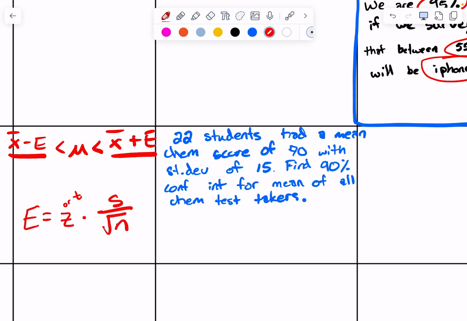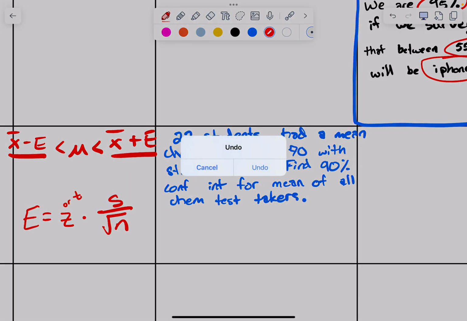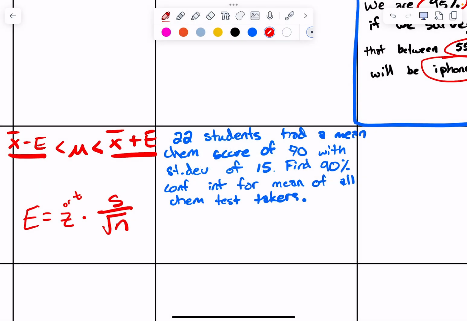Okay. I don't know. I'm sorry. I get to zoom in. I get to cheat. Ha. Boo. Cancel. 90% confidence interval. Okay. All right. Don't know how I'm going to do this.